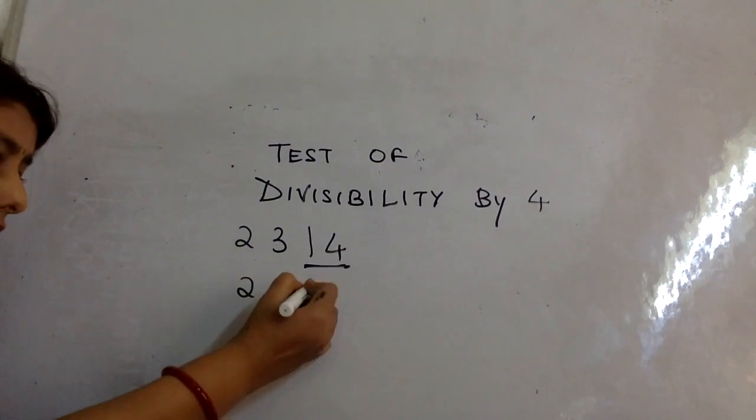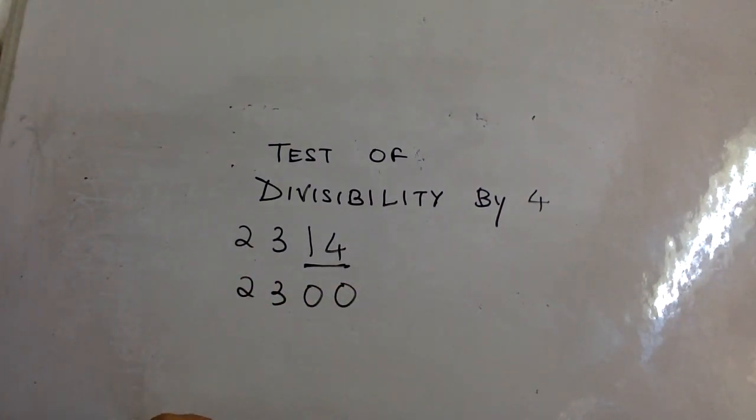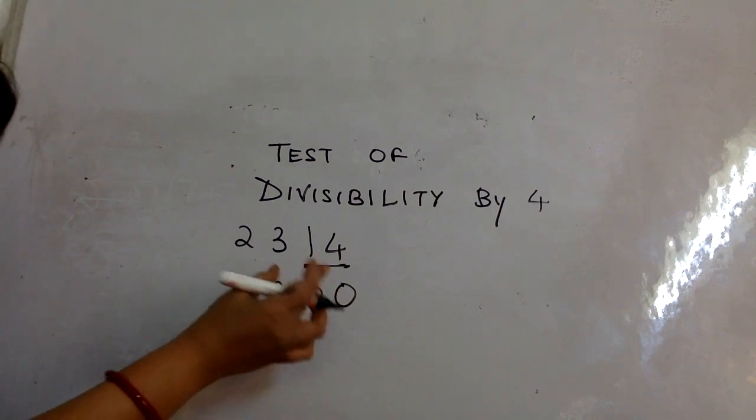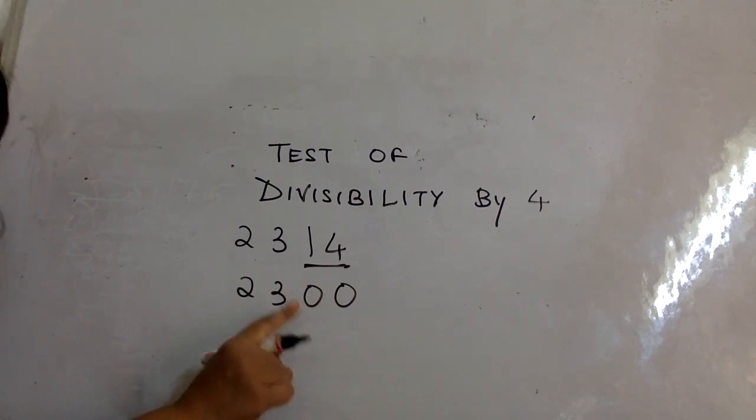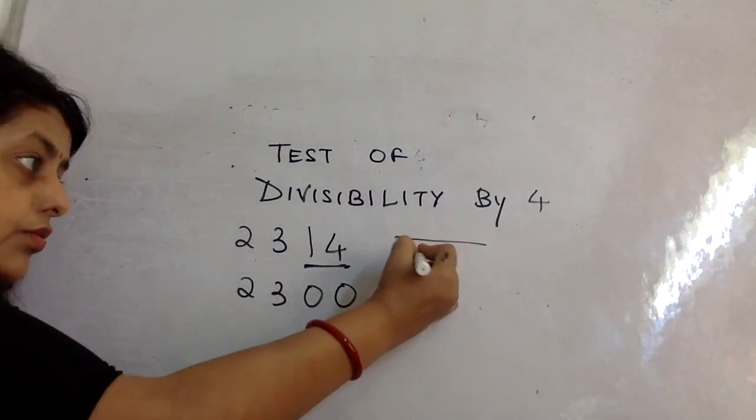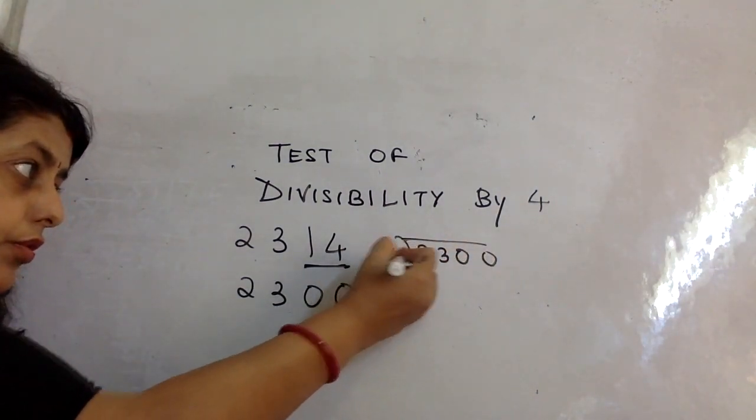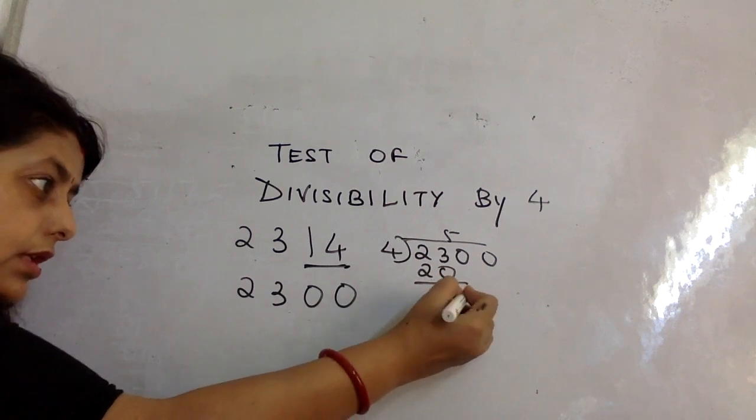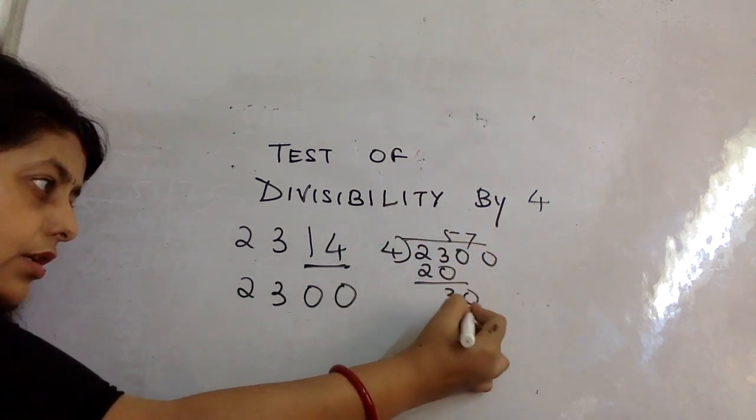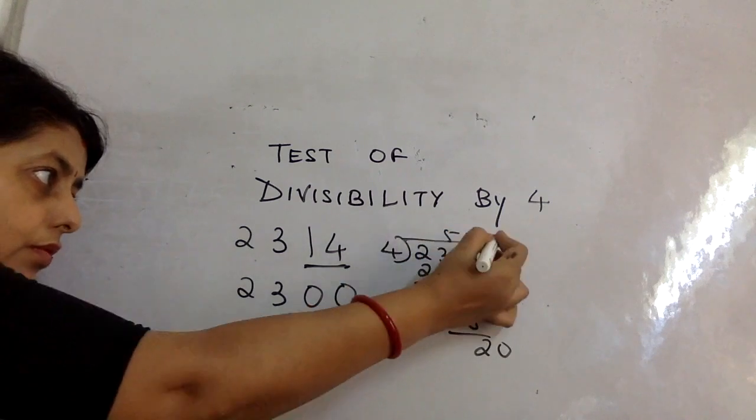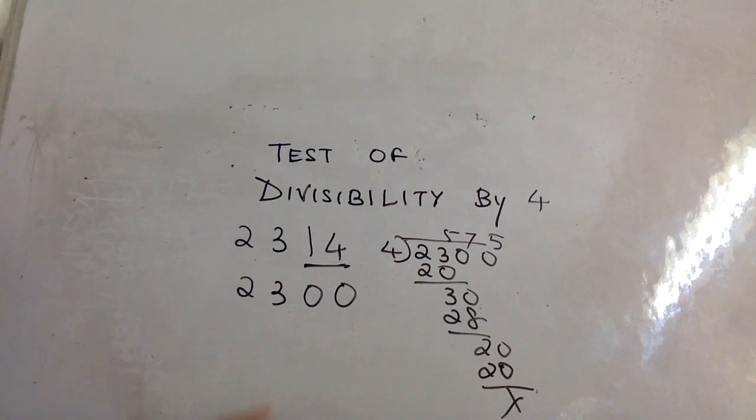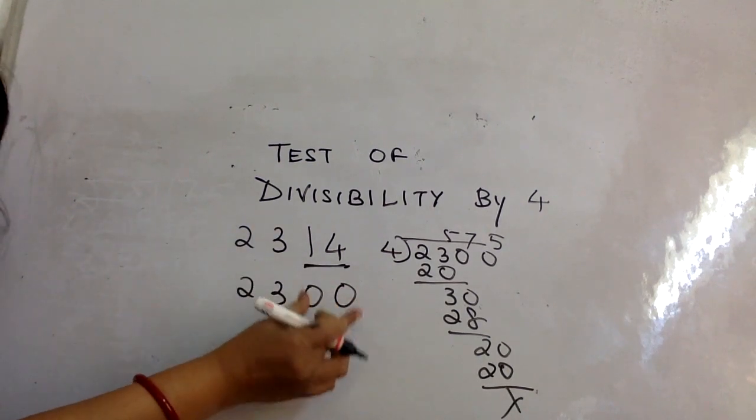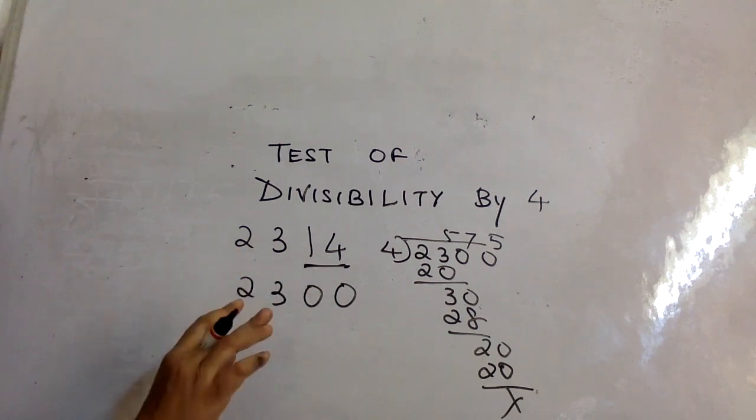Now let's change this to this. If the last 2 digits is divisible by 4, then if the number is ending in 2 zeros, the number will be divisible by 4 for sure. Let's check. 2, 3, 0, 4, 4, 5s are 20, 30, 4, 7s are 28, 2, 0, 4, 5s are, see, remainder comes 0. So if the number ends in 2 zeros, the number is definitely divisible by 4.